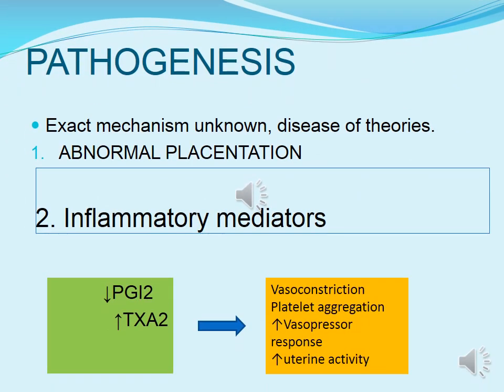What is the pathogenesis behind the occurrence of PE? The exact mechanism of the occurrence of PE is still unknown, but there are certain theories that might explain this disorder, such as abnormal placentation, or an inflammatory mediator imbalance, where there is a decrease in prostacyclin and an increase in thromboxane A2, which leads to vasoconstriction, increased platelet aggregation, increased vasopressor response, and increased uterine activity.